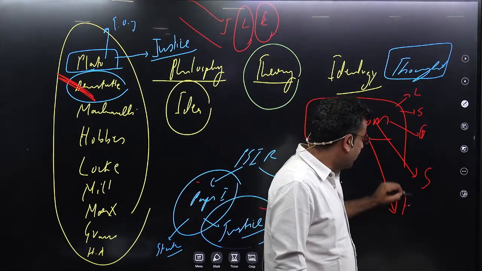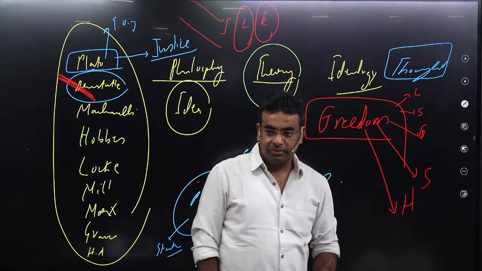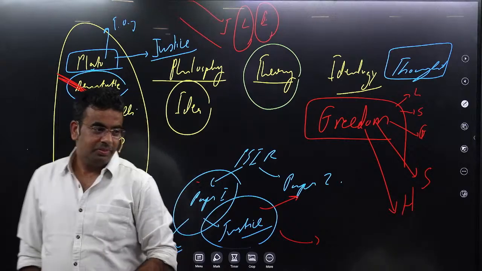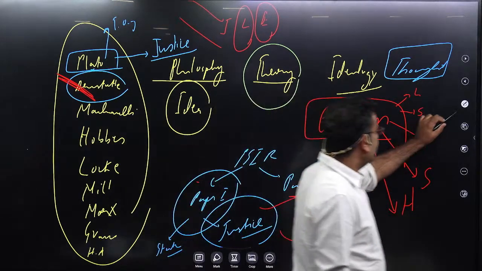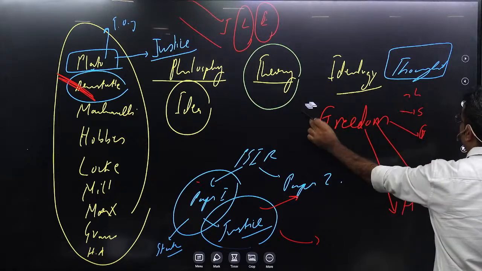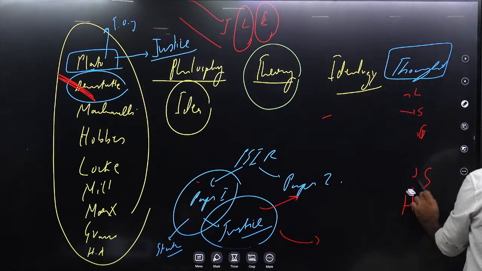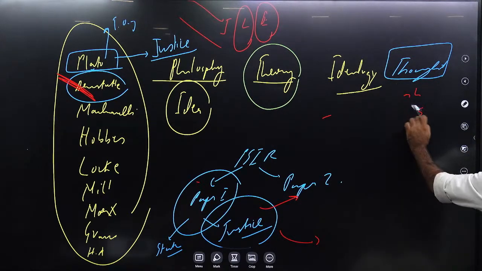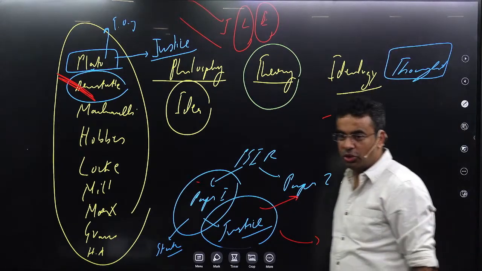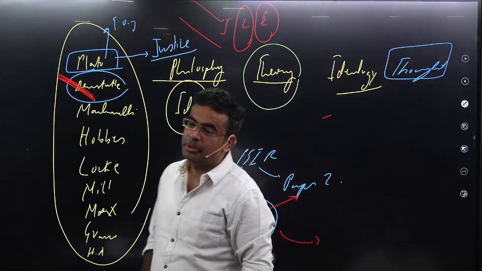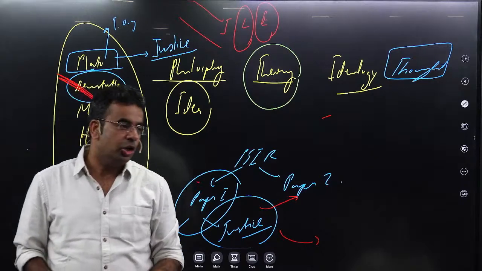For Hannah Arendt, what is freedom? She said that till the time you do not participate in politics, you are not free. So for her, what is freedom? Participation in politics. So freedom has multiple interpretations or not? And these multiple interpretations you need to bring while writing your answers.